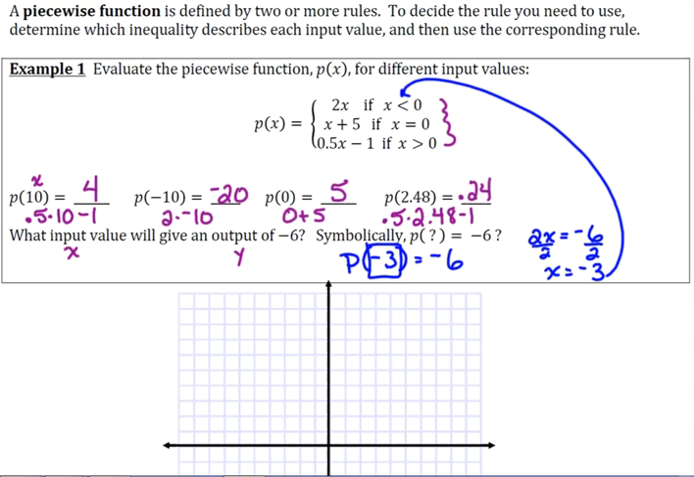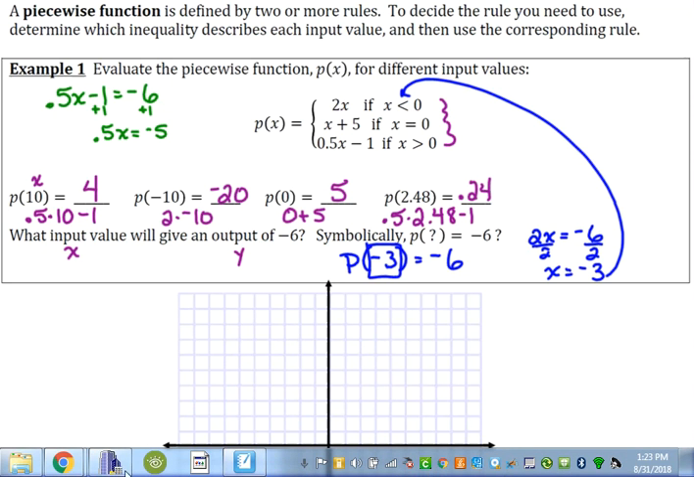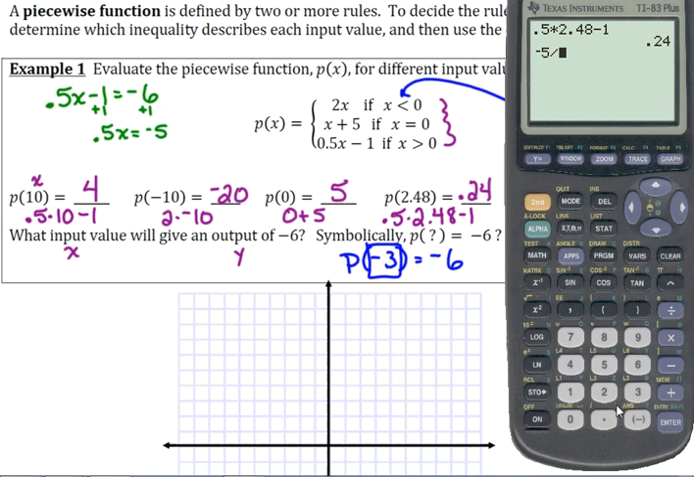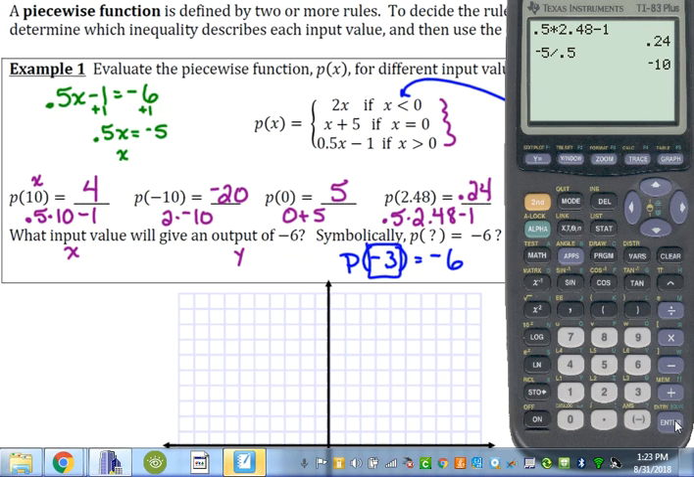Now, I would check it really quickly. I would check that last piece and see if it could equal negative 6. 0.5x minus 1 equal to negative 6. Solve it. Divide by 0.5, so negative 5 divided by 0.5 is negative 10. Now, just because I got an answer doesn't mean it's a right answer. Does negative 10 fit in that inequality right there? No, it's not less than 0. So yes, I got an answer from it, but it doesn't fit in that piece. So negative 3 is my only answer. All right.